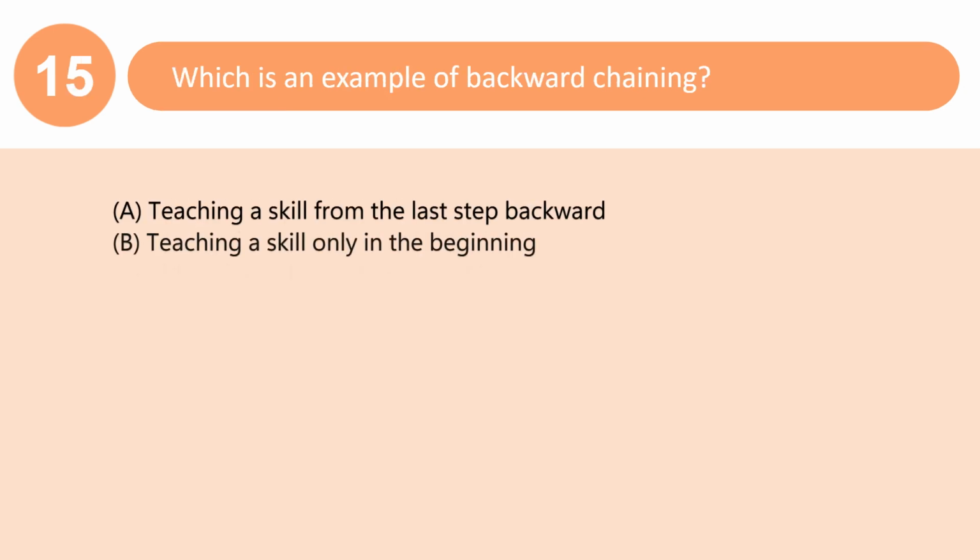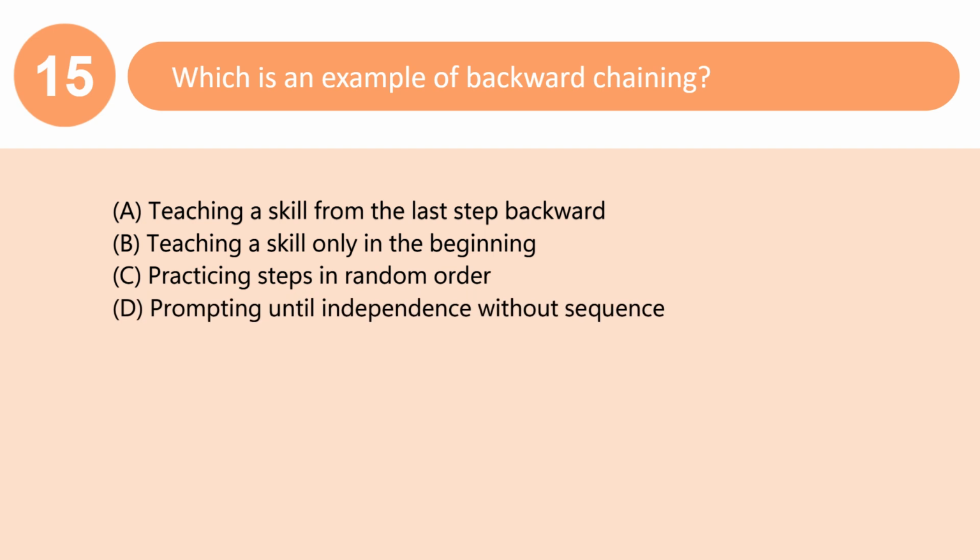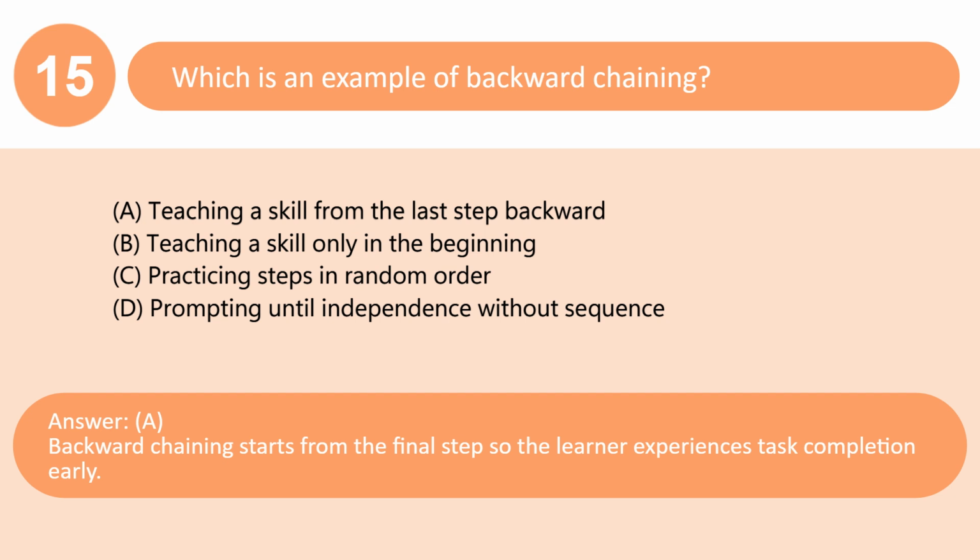Which is an example of backward chaining? A. Teaching a skill from the last step backward. B. Teaching a skill only in the beginning. C. Practicing steps in random order. D. Prompting until independence without sequence. Answer A. Backward chaining starts from the final step so the learner experiences task completion early.